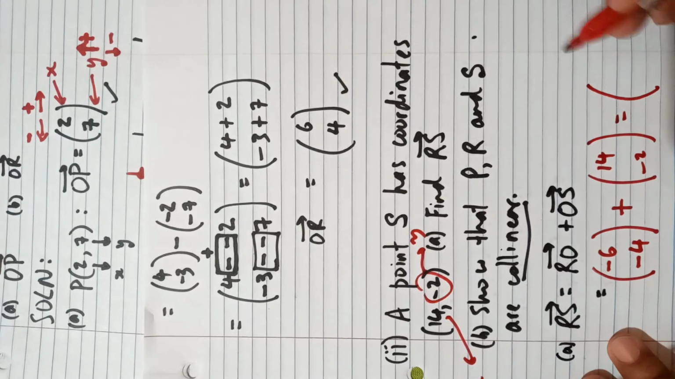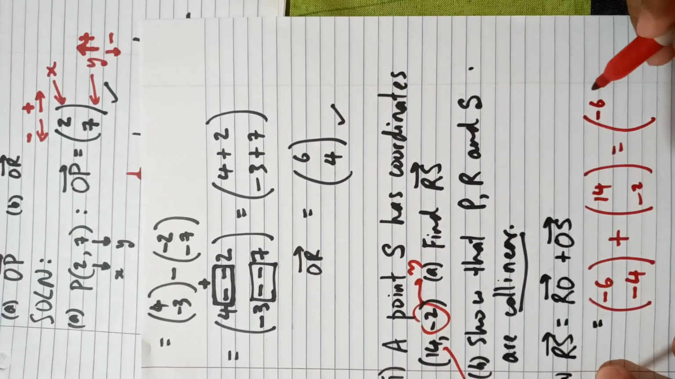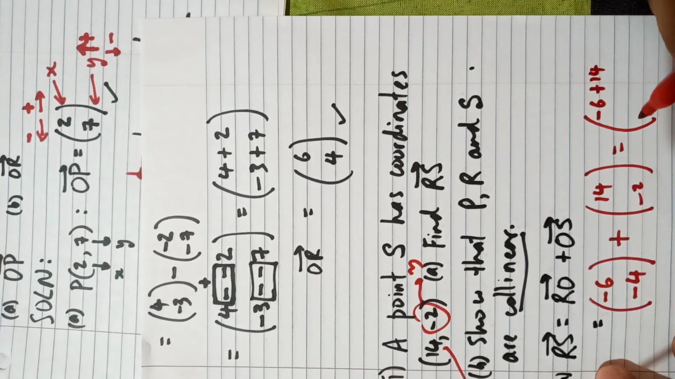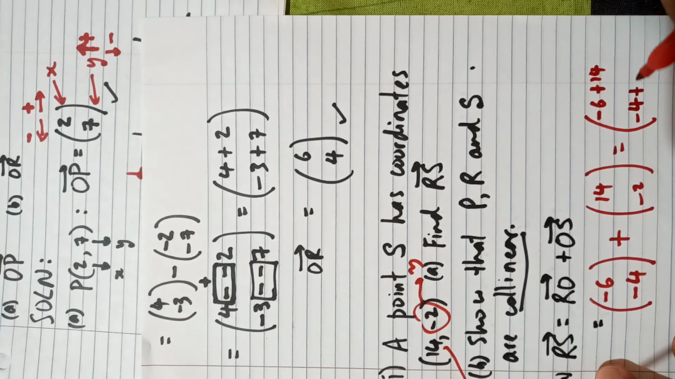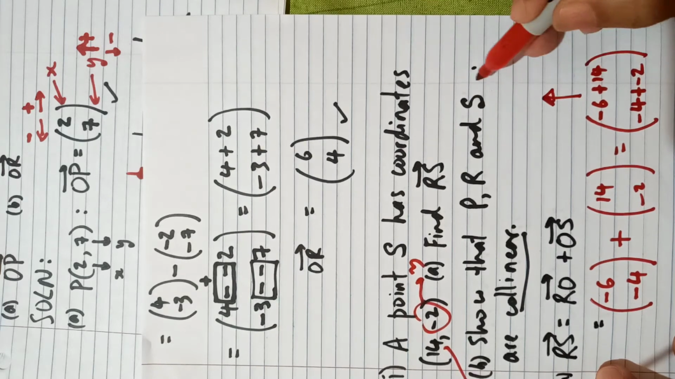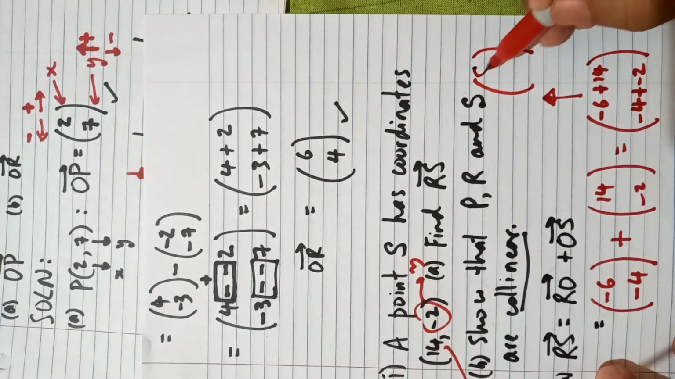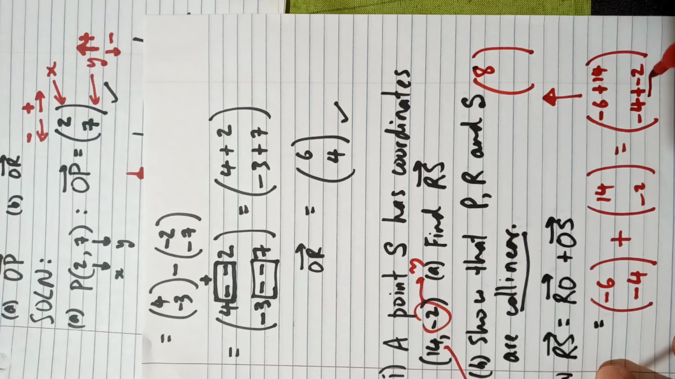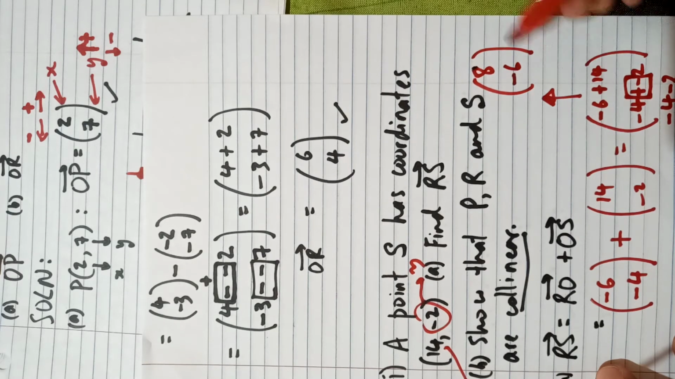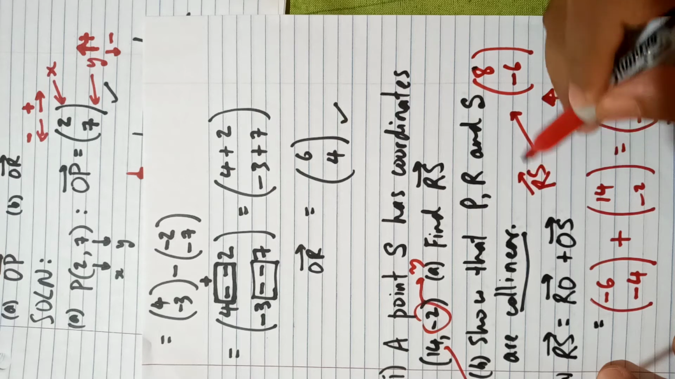Alright, and when we do the math, we get negative 6 plus 14, negative 4 plus negative 2. So negative 6 plus 14 equals positive 8. These two signs are together, not true? So we have negative 4, negative 2, so we get negative 6. So this, ladies and gentlemen, represents R to S, the vector.